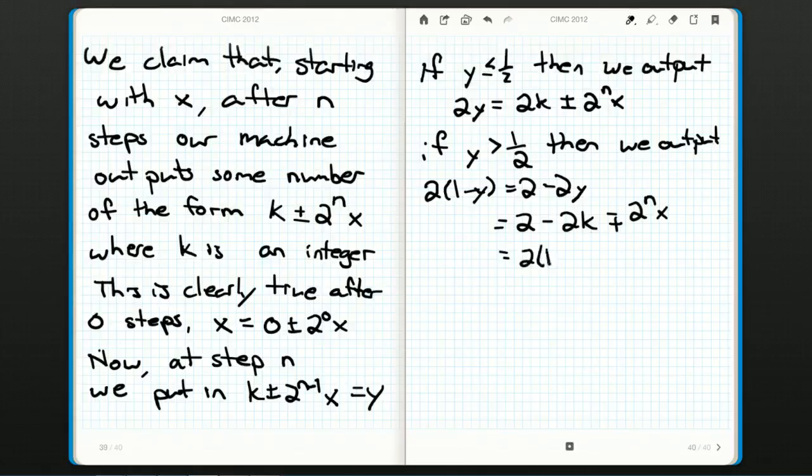So we'll write that all together. Minus plus 2 to the n times x. Well, really, the minus plus and the plus minus don't really matter. They're the same expression. So by applying the principles of mathematical induction, we have a base case. After 0 steps, our formula holds. And assuming our formula holds after the n minus first step, we show that it then holds at the nth step.